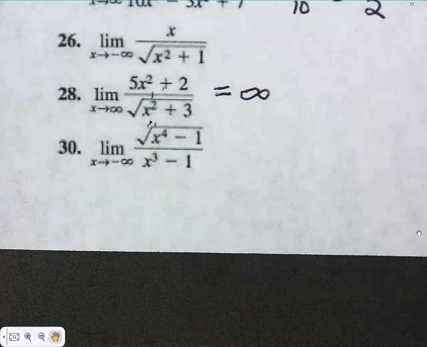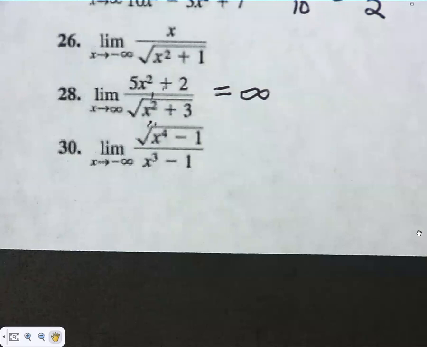Now 26 and 28, you could think about them the same way, but you have to be careful when x is going to negative infinity. You have to remember you're putting in huge negative numbers. I don't know if huge negative means tiny or what, but hugely negative numbers.